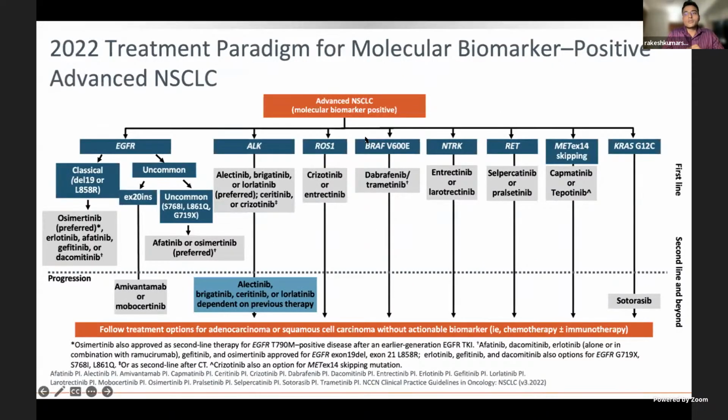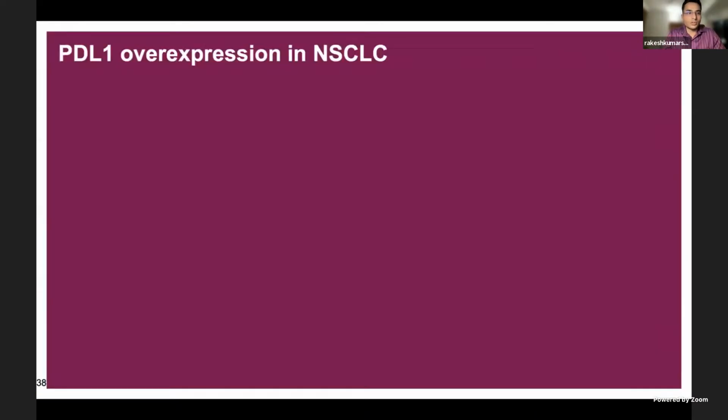So this is the general algorithm as per the mutation. This is the general algorithm for management of NSCLC, which is driven by molecular biomarker. So this is the discussion of the next coming talks, and I will skip this.